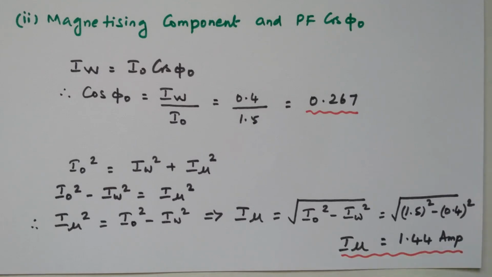So, we calculated the power factor cos phi, the magnetizing component 1.44 ampere, as well as the no-load input power.